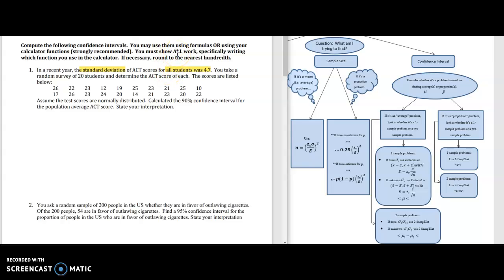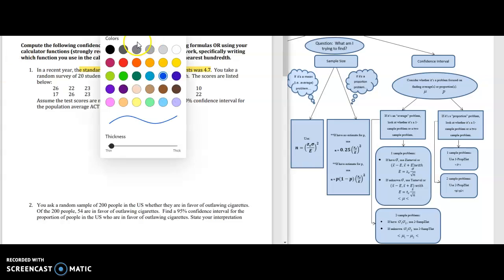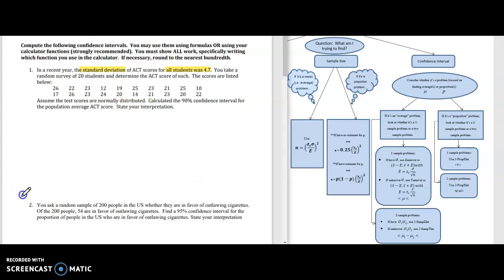So reading no further into the problem, just because they said we have a standard deviation for all students, then we know right off the bat that we have a sigma of 4.7. And that's tricky, but don't look at the whole problem, do it one sentence at a time. Then we take a sample of 20 students, 20 students right here, that's a sample size. From those 20 students, we have this data.